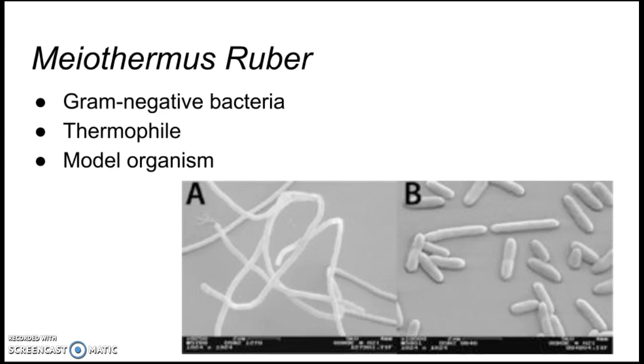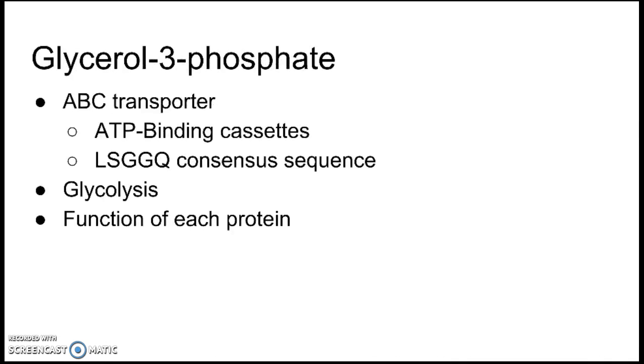Using Meiothermus ruber as a study model organism has many benefits, which include improved identification of orthologs, which is our goal, improved phylogenetic anchoring, gene discovery, and classification of other microbes. Specifically, we're focusing on the glycerol 3-phosphate of these ABC transporters.